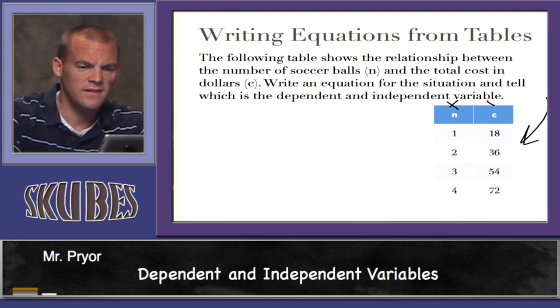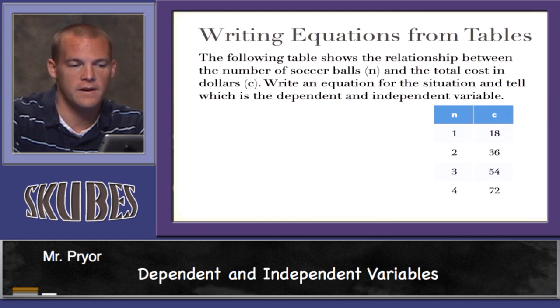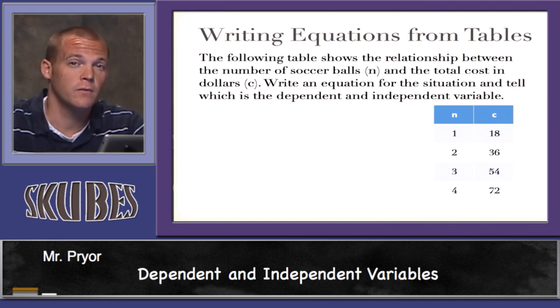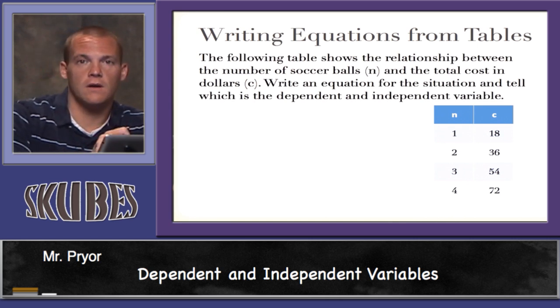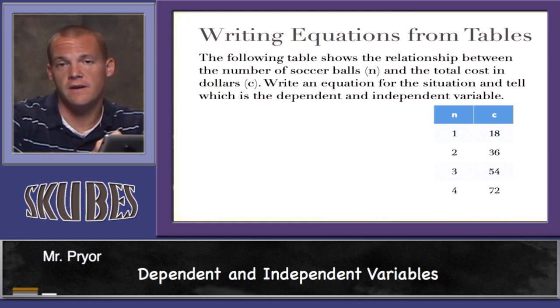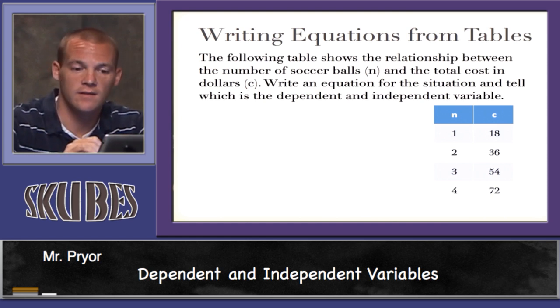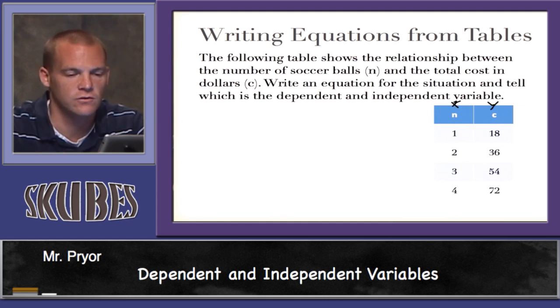So having said that, what they're going to ask of you here is to determine which of these is your independent and dependent. Well, if you remember what I just mentioned a moment ago, your dependent variable is always going to be along your y-axis and your independent variable is always along your x-axis. Again, you kind of already know that because the order doesn't change a whole lot.